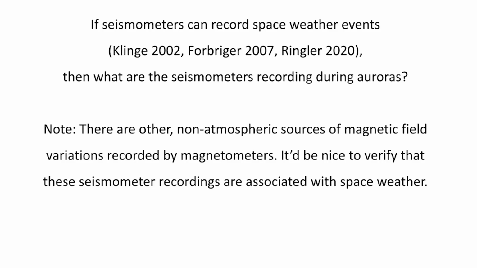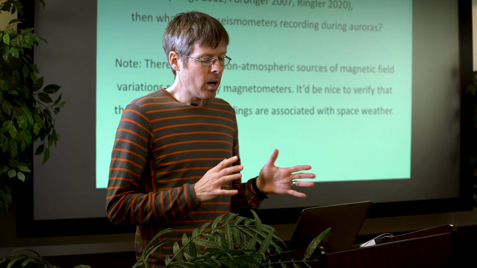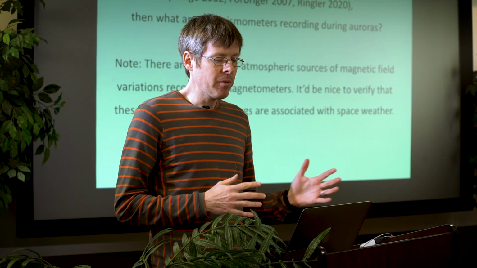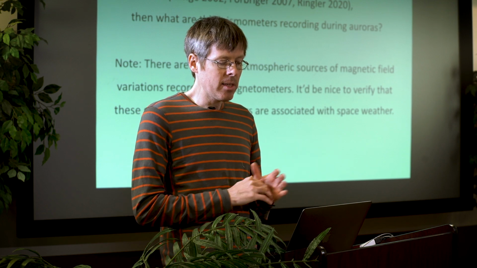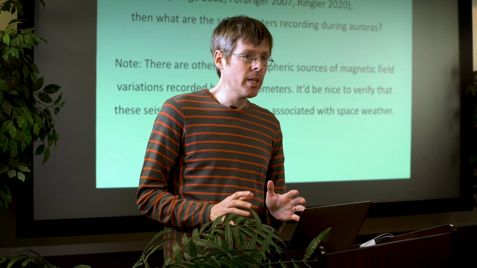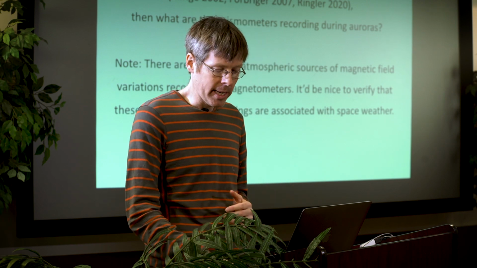If seismometers can record space weather events, such as in these three studies, then what are the seismometers recording during auroras? That was the question we asked. And note that there are other non-atmospheric sources of magnetic field variations recorded by magnetometers. It'd be nice to verify that these seismometer recordings are associated with space weather through the visual connection.